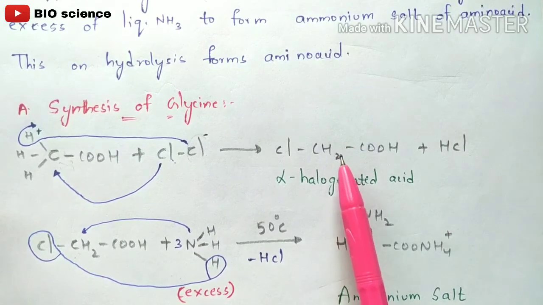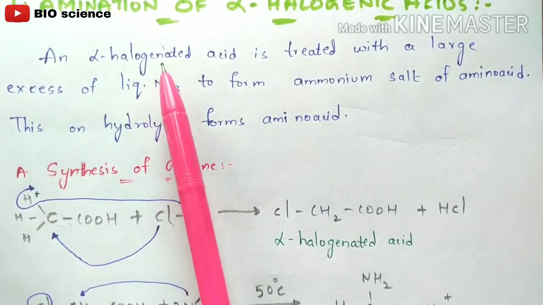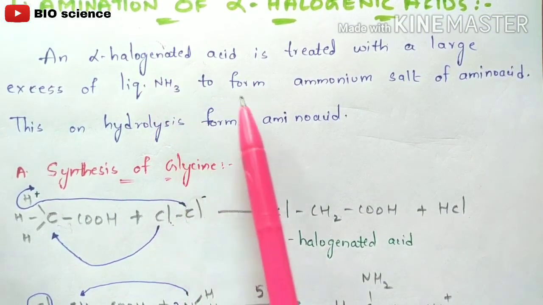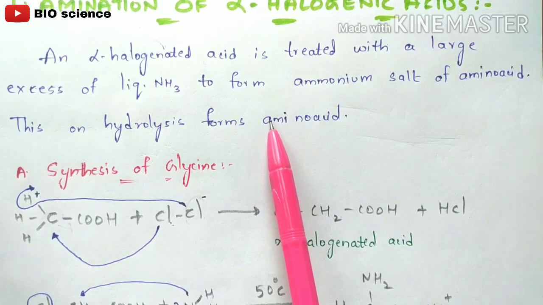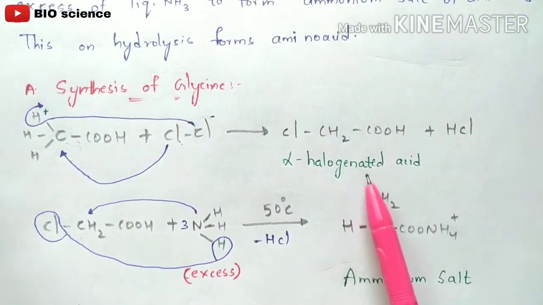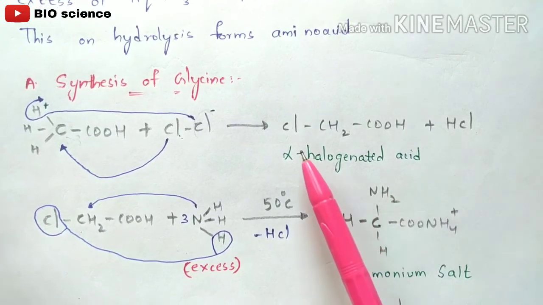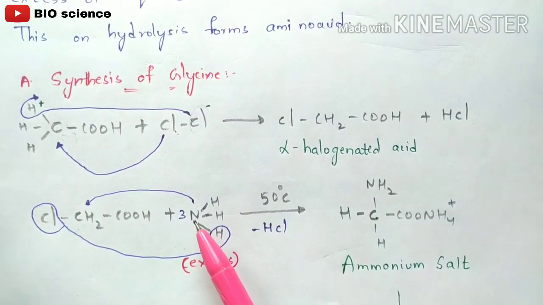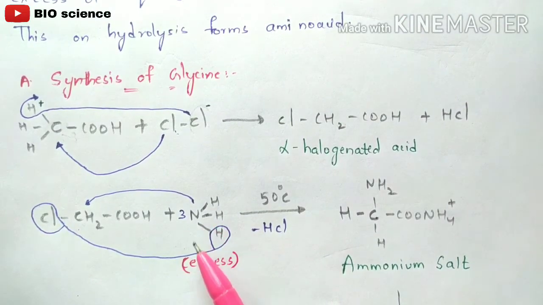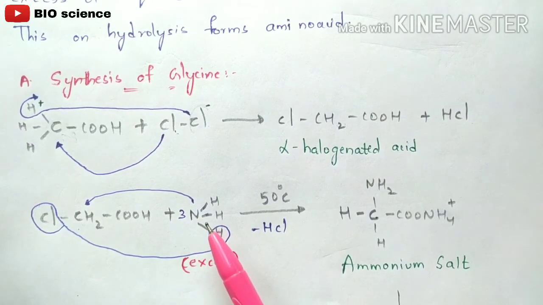And now this alpha halogenated acid has finally been produced. From this alpha halogenated acid we are going to form the amino acid, right? So how? Now this alpha halogenated acid will be reacted with excess ammonia. Remember, this is excess ammonia. Don't forget to write in the examinations, mention excess ammonia, excess liquid ammonia.